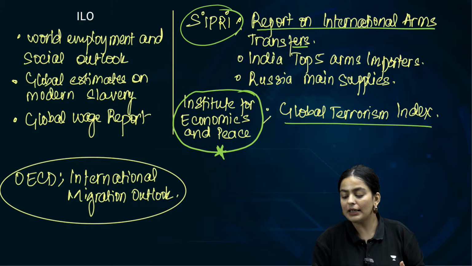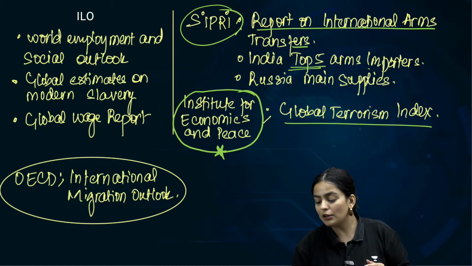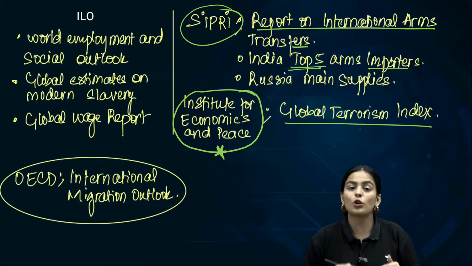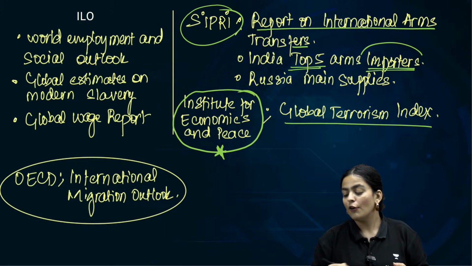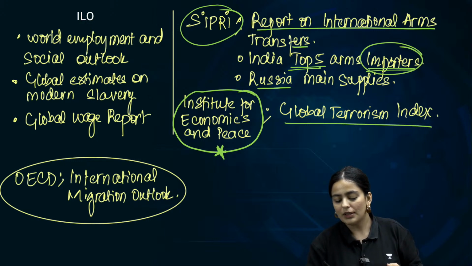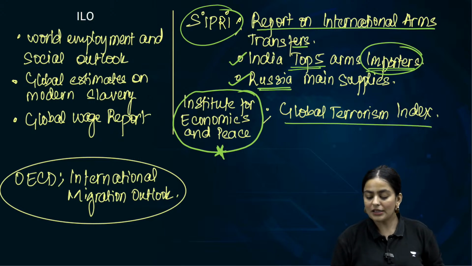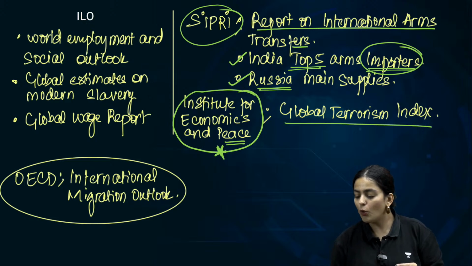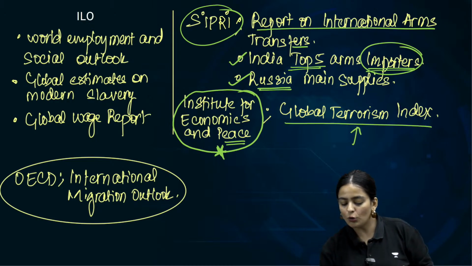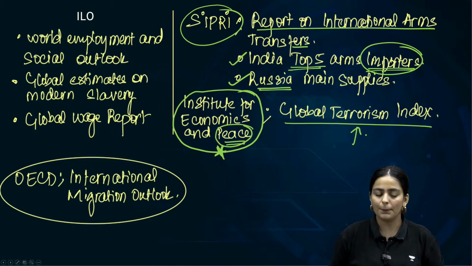Clear? So India is in the top 5 when it comes to the import of arms, and the maximum arms that we are importing is from the country Russia. So SIPRI is for arms. Institute for Economics and Peace: you can remember peace, that you want to counter terrorism to ensure peace. That is how you can remember that particular report.